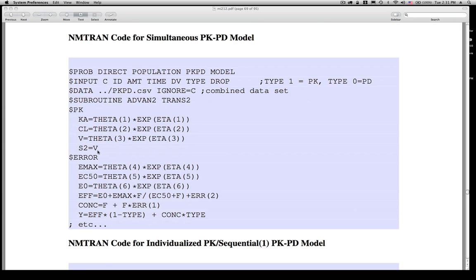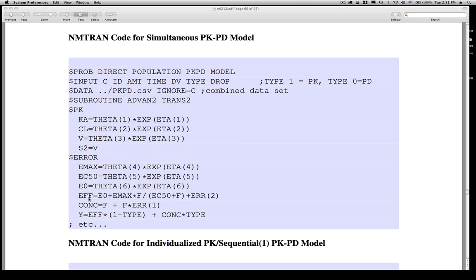We're going to be estimating PK parameters. So the scale for the observation of PK is V, the central compartment volume. But then we're also going to make a prediction of pharmacodynamics. So in the error block, and it's not required that we define these in the error block, but I've done so, we define the PD model parameters. And here we're going to simply describe a basic Emax model with a Hill coefficient assumed to be 1. So we have an Emax parameter with some fixed and random component, an EC50, and an E0, a baseline.